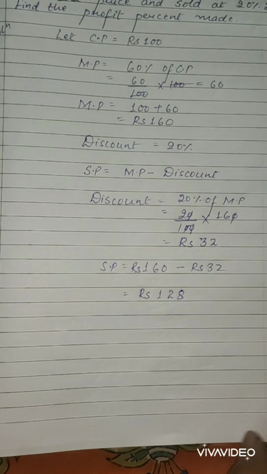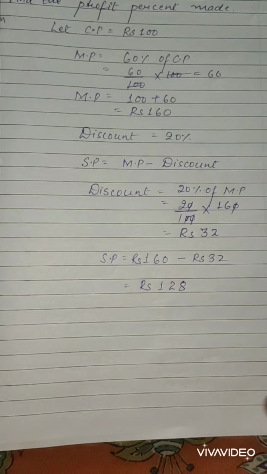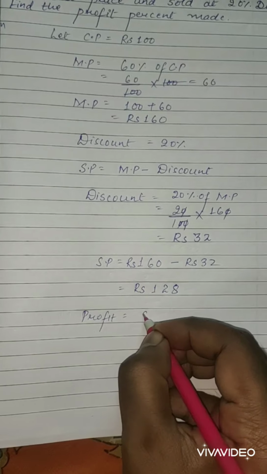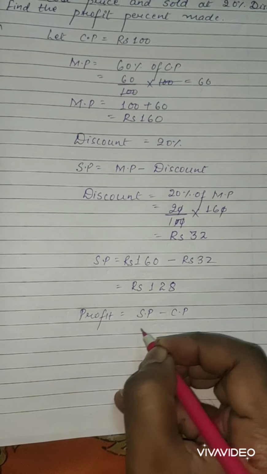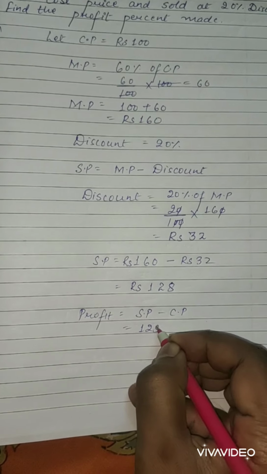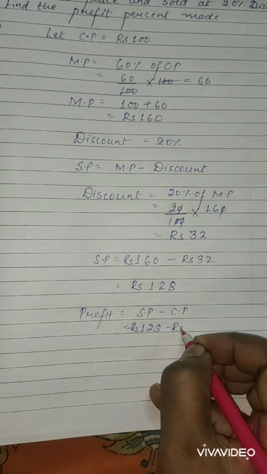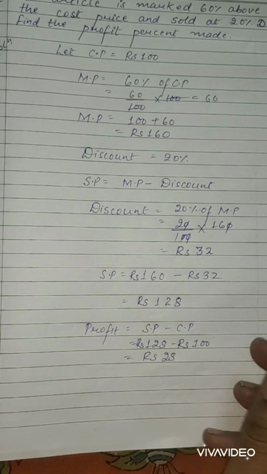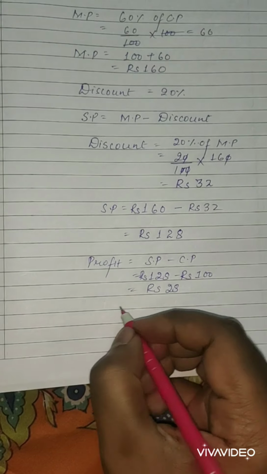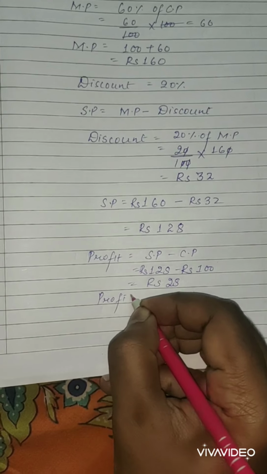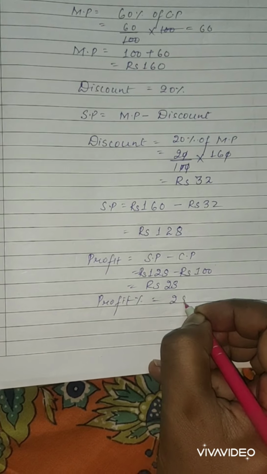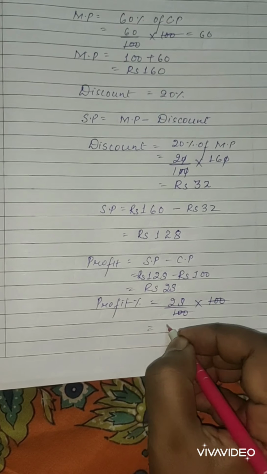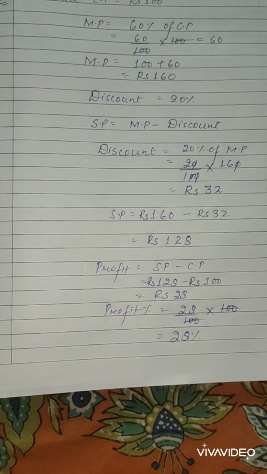So we have got the selling price. Now let's see what the profit is. So profit is equal to selling price minus the cost price. So selling price is 128 rupees and cost price was 100. So this will be rupees 28. Okay. Now see the profit percent. So profit percent is 28 on 100 into 100. This will be cut, so you have got 28% as the profit percent.